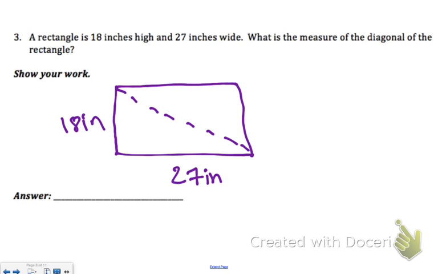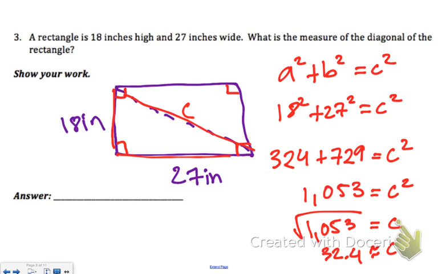In any rectangle, we have square corners, so we have right angles in each of these corners right here. So what are we solving for in this case? Well, we have our two legs, 18 and 27, and if we're solving for the diagonal, we are looking for the measure of the hypotenuse. Pause the video to work out the problem on your own and unpause it for the solution.